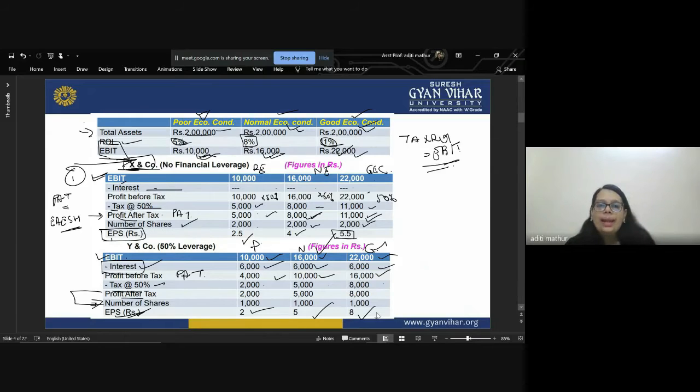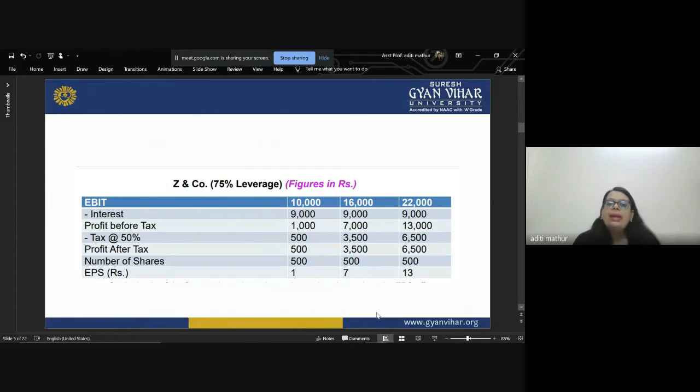So now let us quickly calculate it for our Z company, where the leverage proportion is 75%. So first of all, we will again write the EBIT for your poor, normal and good economic conditions. And then we will deduct the interest, which is 9,000, 9,000 and 9,000. Then your EBT, that is 1,000, 7,000 and 13,000. We will deduct the tax, which is at the rate of 50%, which is 500, 3,500 and 6,500.